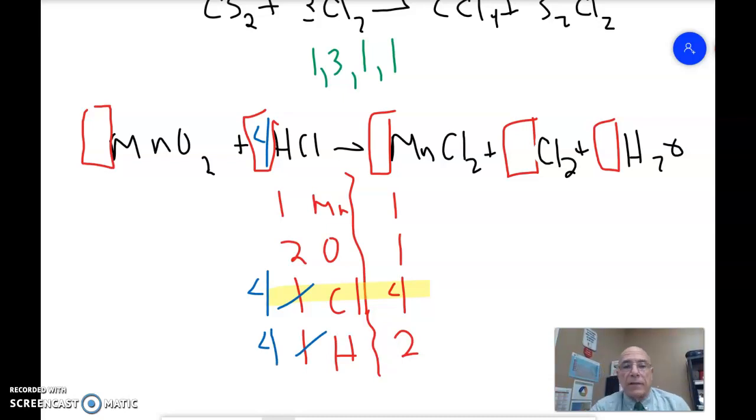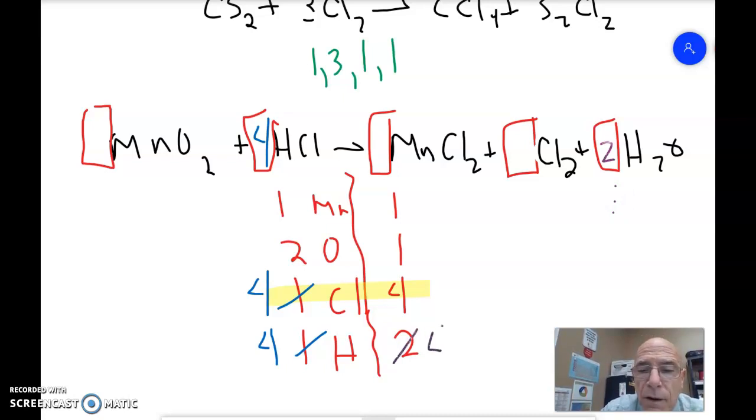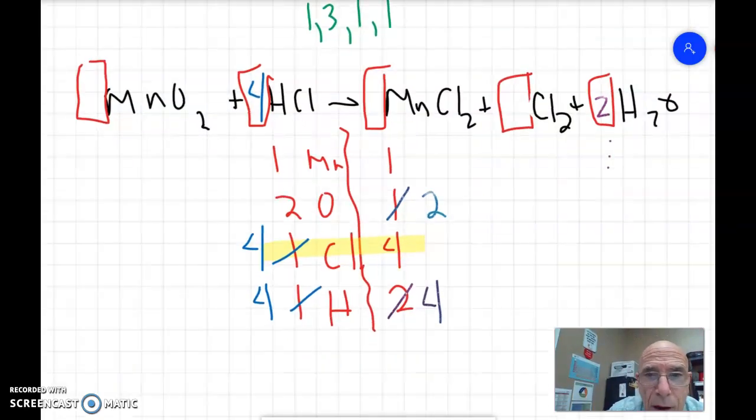Okay, on the right-hand side now, I can see that I've got half as much hydrogen as I do on the left-hand side, so I'm going to double the waters since that's the only place I have hydrogen on the right-hand side. I put a 2 in that box. That's going to double my hydrogens to 4, and it's going to double my oxygens to 2. So what's the next step? The next step is look and say, okay, I've got 1, 1, 2, 2, 4, 4, 4, 4. Now I notice I'm done. It's just like, whoa, that was too easy.